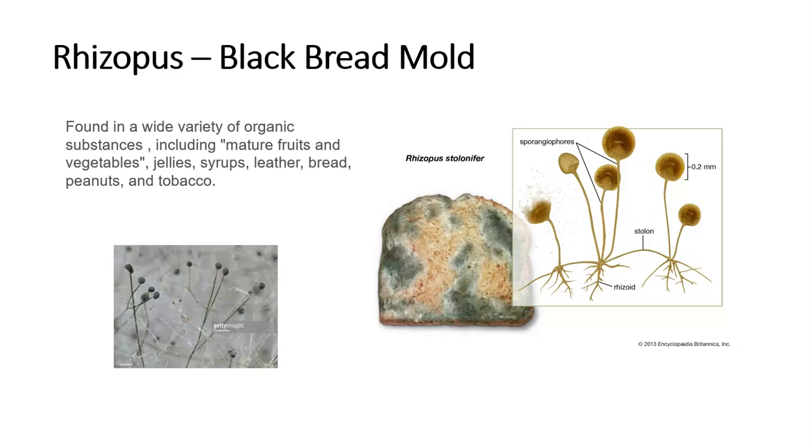I put this in because this is one of those that frequently inhabits bread, that black bread mold, Rhizopus, found in mature fruits, vegetables, jellies, syrups, bread, peanuts, tobacco. It's everywhere. But you can see that little rhizoid, and you see these little sporangiophores, and there's that sporangium right there. And you can see this underneath the microscope. Okay.